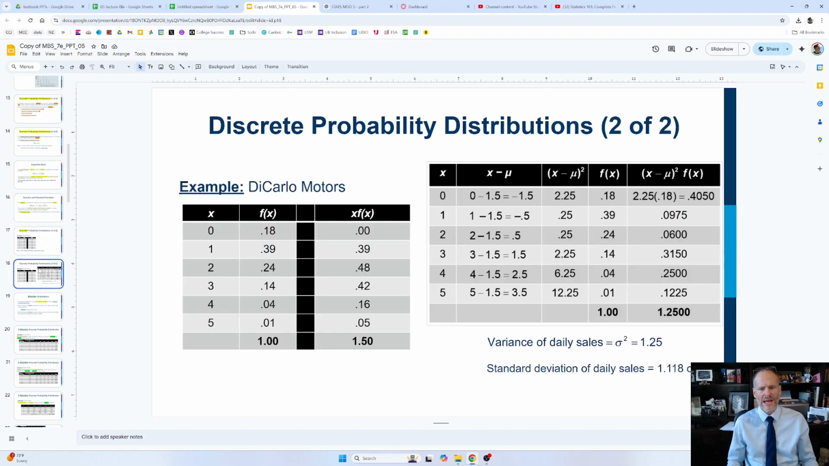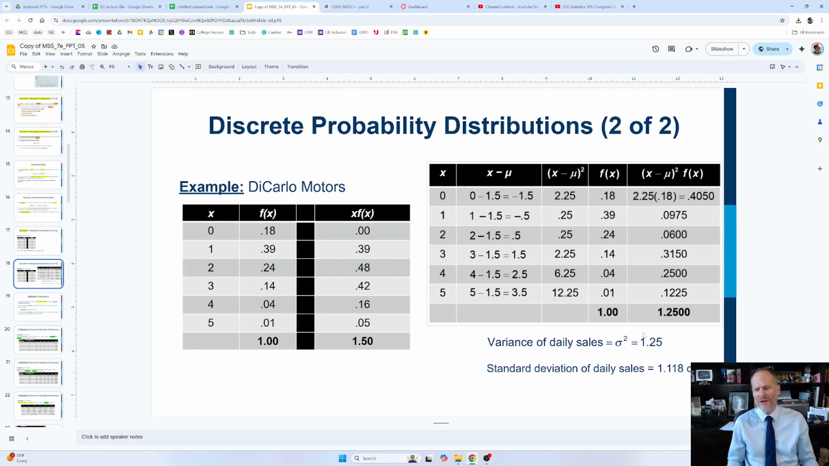And so what that looks like here is we have each data point, and we know that our expected value, our mean, is 1.5. So each data point minus the mean gives us this. And then we square it, and then we multiply it by the probability. So 2.25 times 0.18 is 0.4050. And then we add all those up.